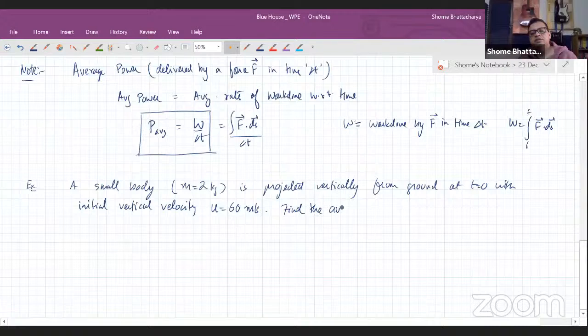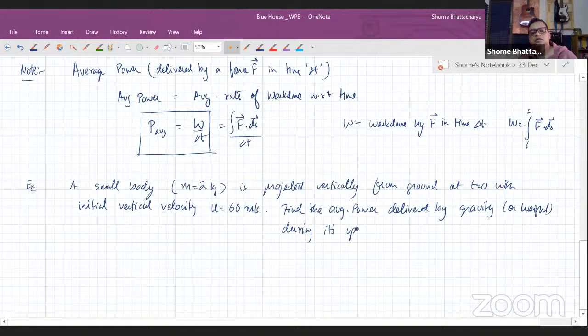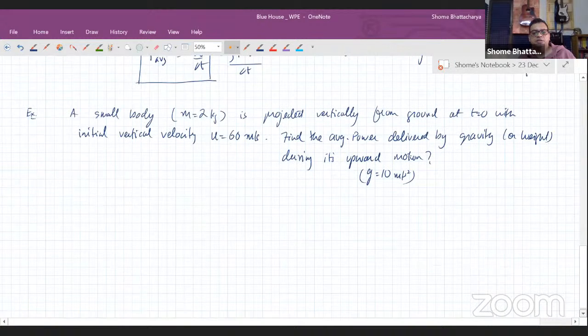Find the average power delivered by gravity, or the weight, during its upward motion. Take g as 10 meters per second square. So during the time the object is going up, for that time interval, we have to find the average power delivered by mg.